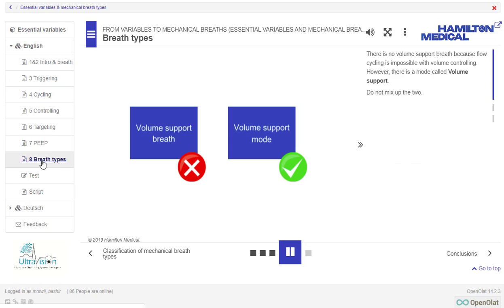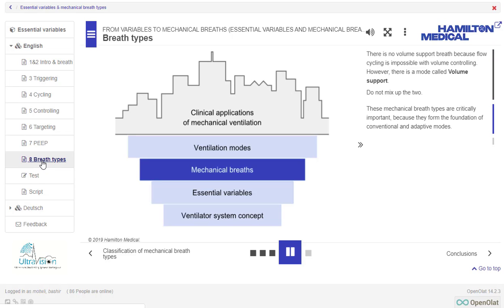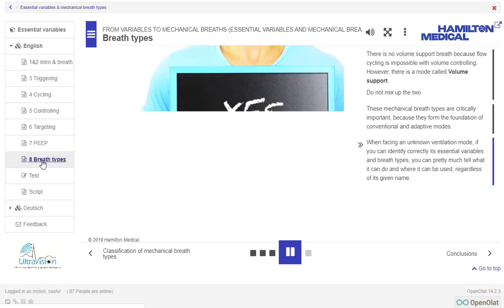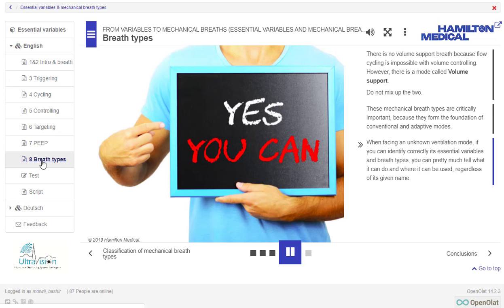There is no volume support breath because flow cycling is impossible with volume controlling. However, there is a mode called volume support. Do not mix up the two. These mechanical breath types are critically important because they form the foundation of conventional and adaptive modes. When facing an unknown ventilation mode, if you can identify correctly its essential variables and breath types, you can pretty much tell what it can do and where it can be used, regardless of its given name.